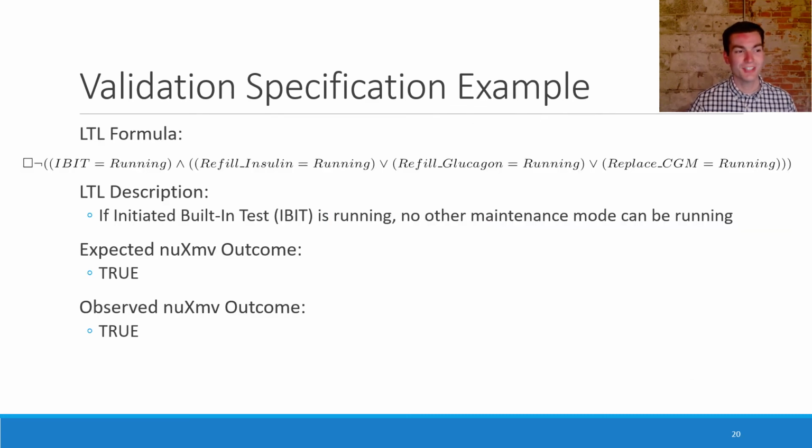One validation specification example can be seen on the slide in front of you. It states, always not IBIT running and, parentheses, refill insulin running or refill glucagon running or replace CGM running. In more English terms, it states, if the initiated built-in test or IBIT is running, then no other maintenance mode can also be running. This is consistent with how the SysML model is defined and is a critical component of how maintenance mode operates. We would expect nuXmv to output true, and we observed a true outcome, thus validating this portion of the model.